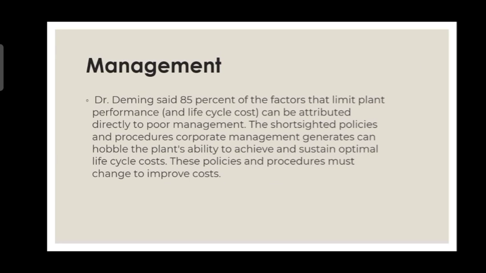Fifth one is management. Studies determine that 85% of the factors that limit plant performance can be attributed directly to poor management. The short-sighted policies or procedures corporate management generates can hobble the plant's ability to achieve and sustain optimal life cycle costs. These policies and procedures must change to improve costs.